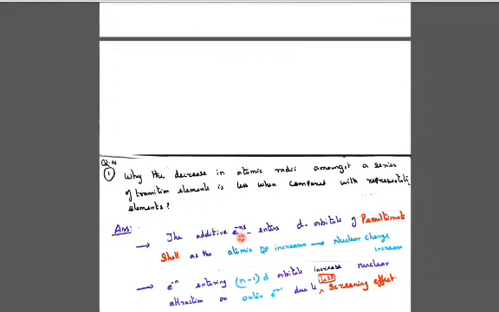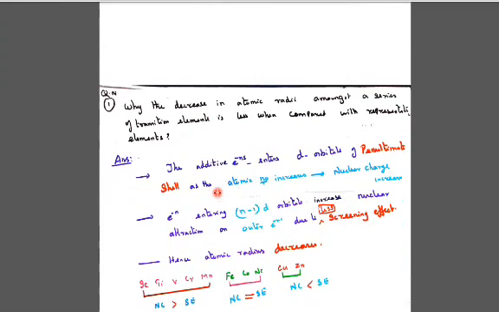So let us consider one NCERT question. Why is the decrease in atomic radii among the series of transition elements less when compared to the representative elements? Representative elements means s block and p block elements, and d block elements are called transition elements. Here the additional electrons enter the d orbitals, the penultimate shell. In the penultimate shell only the extra electrons are added.